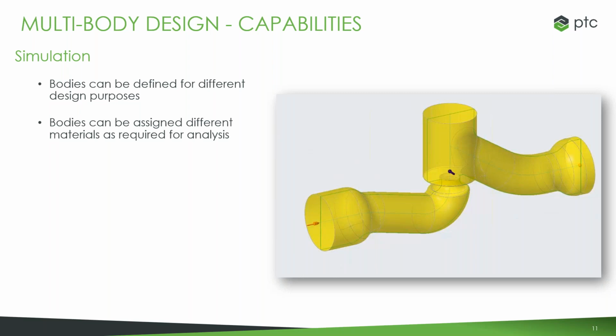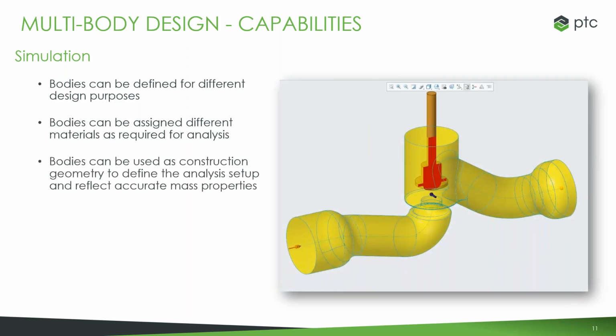And then when you're ready to make it into a full part, you can just subtract this from the part around it. You can define them separately. So very, very effective. You don't have to worry about removing material and this and that. It's just, hey, this body's a negative space, subtract it from the whole. So this is how they can be used as construction geometry to define the analysis setup, reflect accurate mass properties.